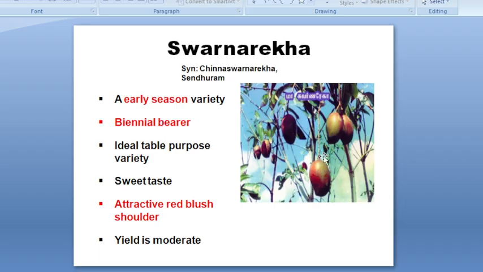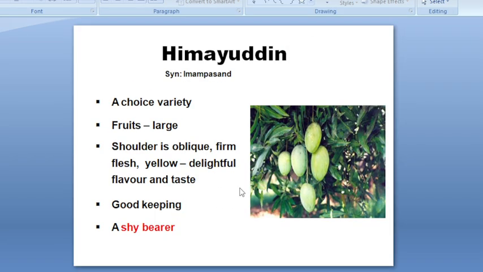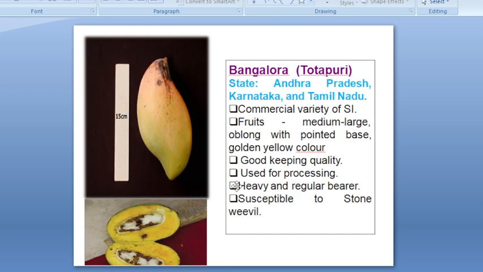So here we can see red blushes on the shoulders, that is the identification mark. Peter. So here also we can see reddish blushes. It is also an alternate bearer. Himayuddin. It is a choice variety, selected like by chance, it is evolved. Good keeping quality. It is also a biennial bearer.